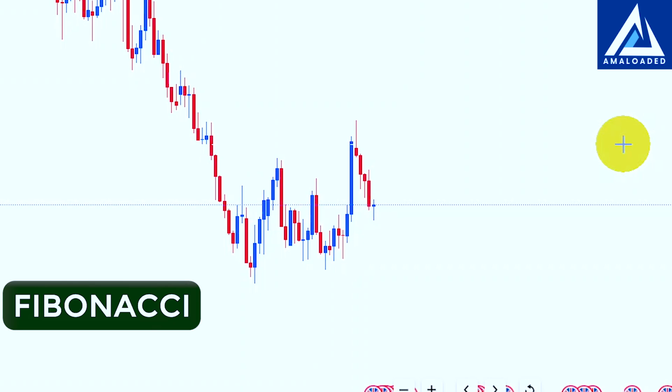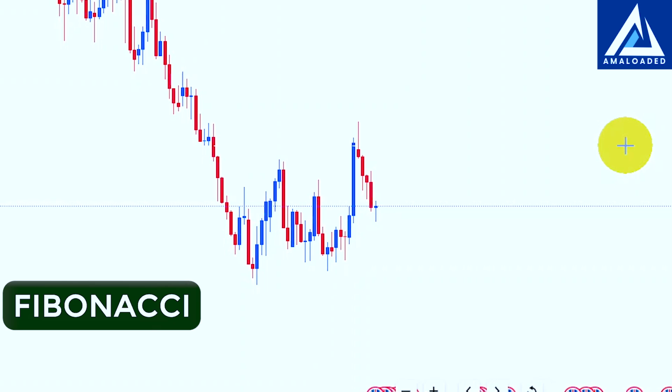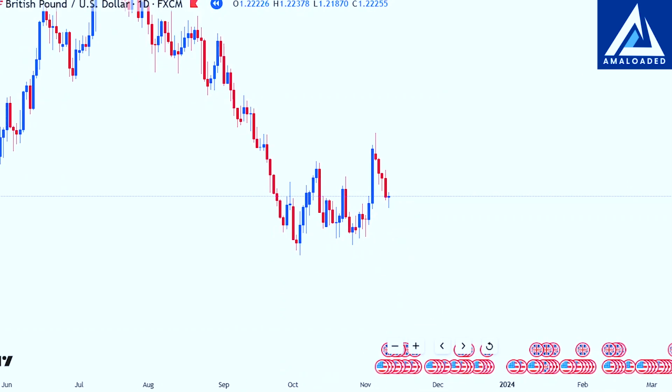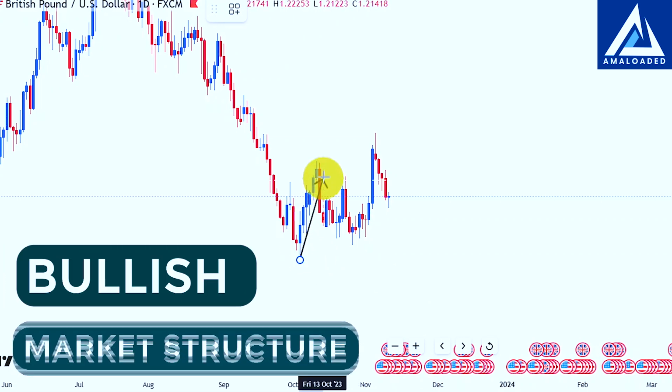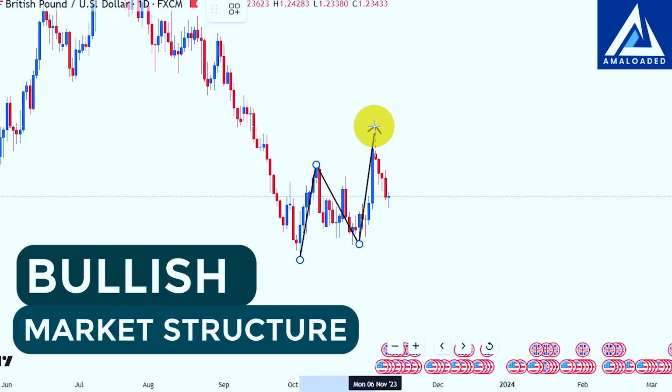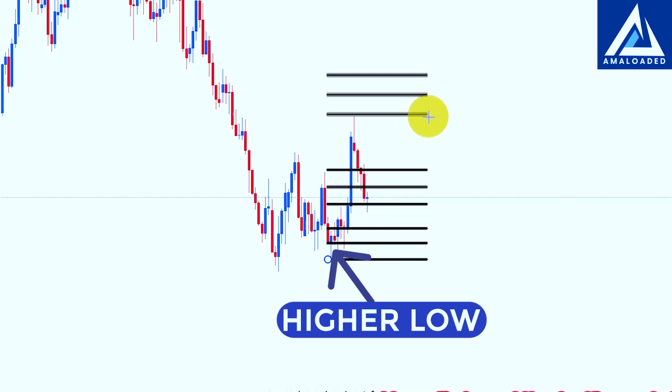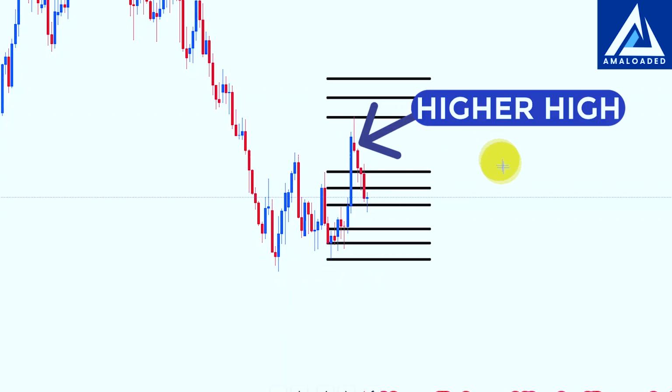Fibonacci is one of the most powerful tools I use all the time as confluence to back up my market trading sentiment. Looking at the market right now, you can see that the structure is bullish from this higher high, higher low, higher high. When you are in a bullish market, you start the establishment of the Fibonacci from the last higher low to the last higher high.